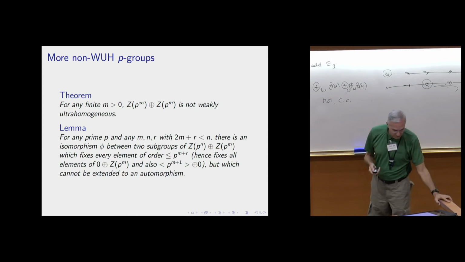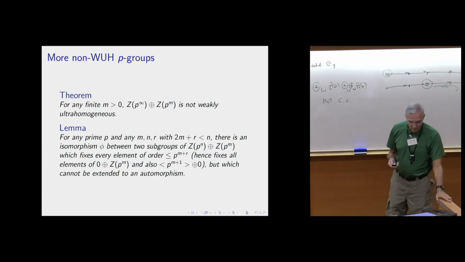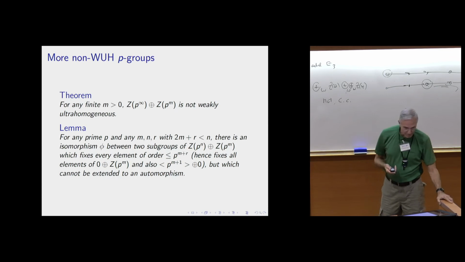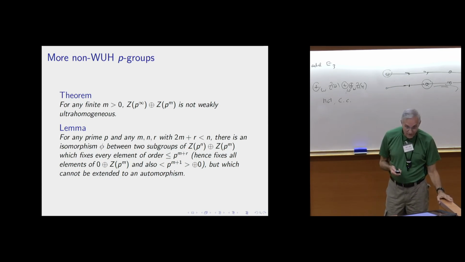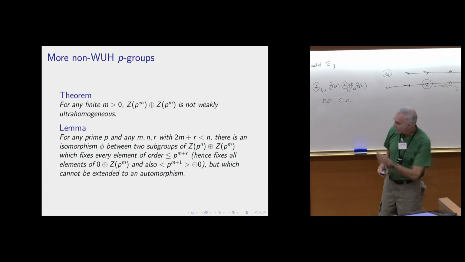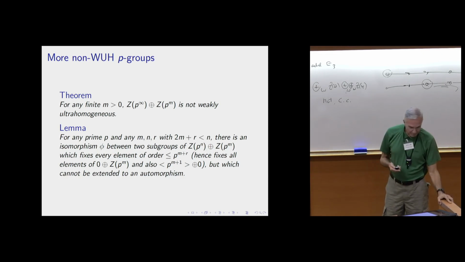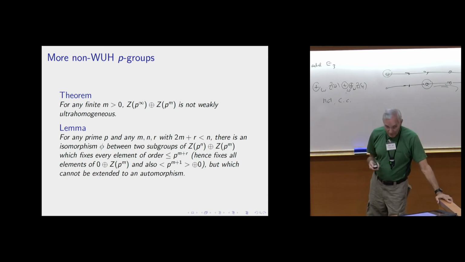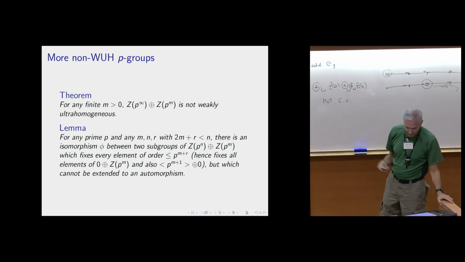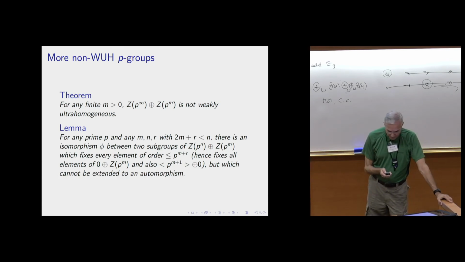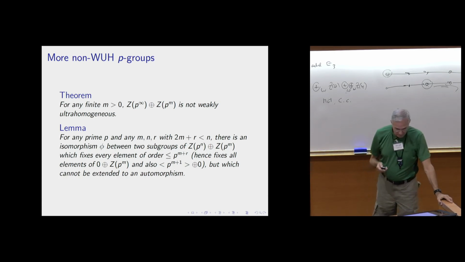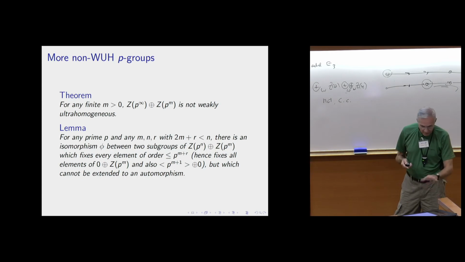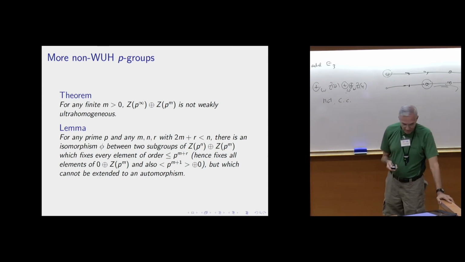A similar argument shows that if you take the divisible group and then even a single cyclic group, this will fail to be weakly ultra-homogeneous. You can sort of mimic this in a sense, because the divisible part has elements of arbitrarily large order, and you can pull this same trick. It's basically the same idea.